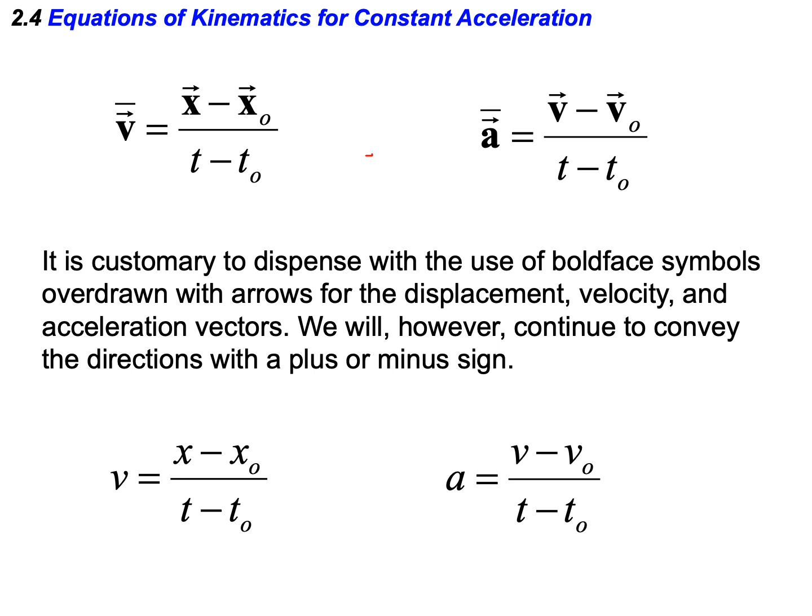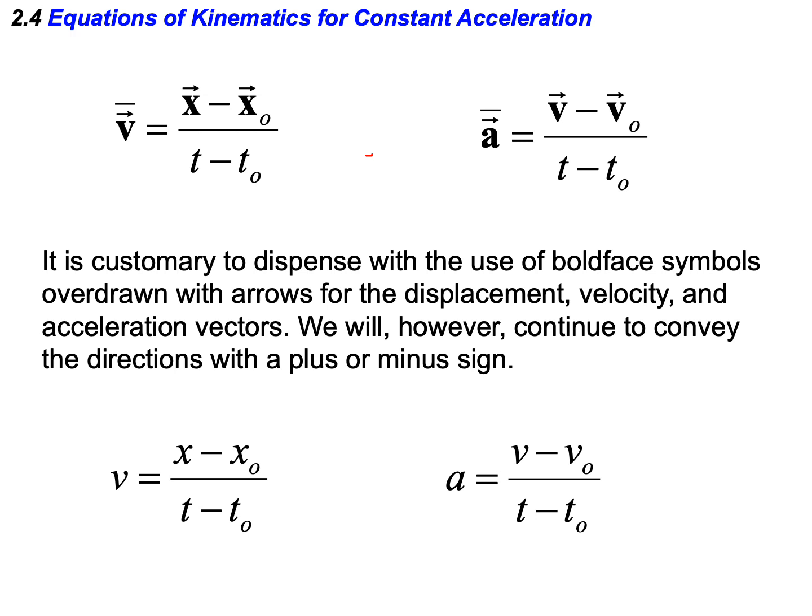So far we learned a couple of equations, actually three equations. Displacement delta x equals x minus x naught, final position minus initial position, and velocity v, x minus x naught divided by time difference t minus t naught, and acceleration, the last one we learn, final velocity minus initial velocity divided by final time minus initial time.